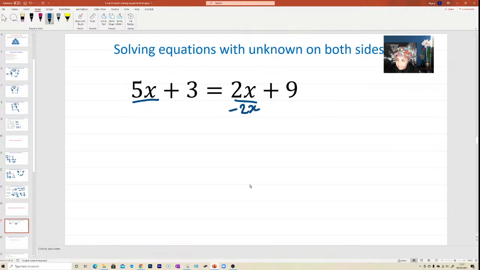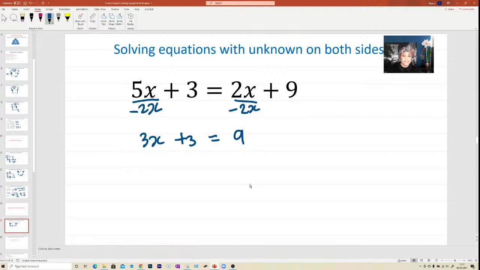Okay? And we're going to take away 2x on both sides. So 5x take away 2x. This will give you 3x plus 3. I'm doing this step by step, so if you are not sure what to do, then you understand. Equals 2x take away 2x is 0, equals 9.